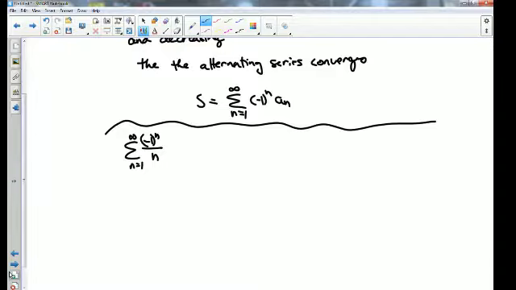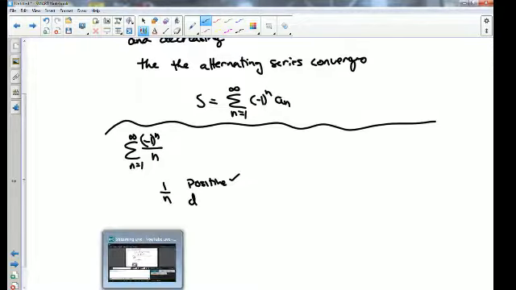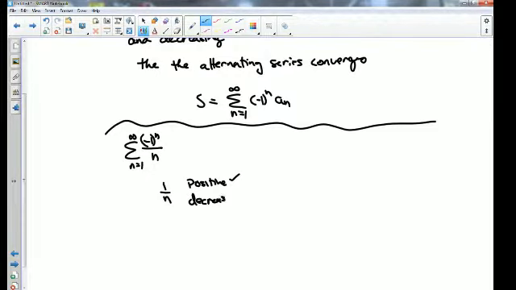So we're going to take a look at this sequence, correct? Okay, is that positive for n greater than or equal to 1? Yeah, it's positive. Okay, decreasing? Yeah, it is, because 1, 1/2, 1/3, 1/4, 1/5, right? Okay, since that's an alternating series, it converges.